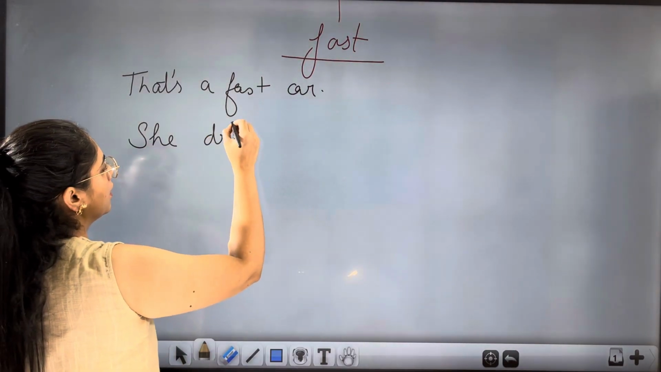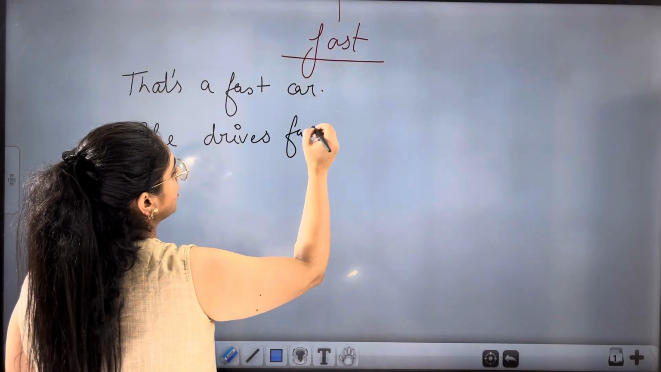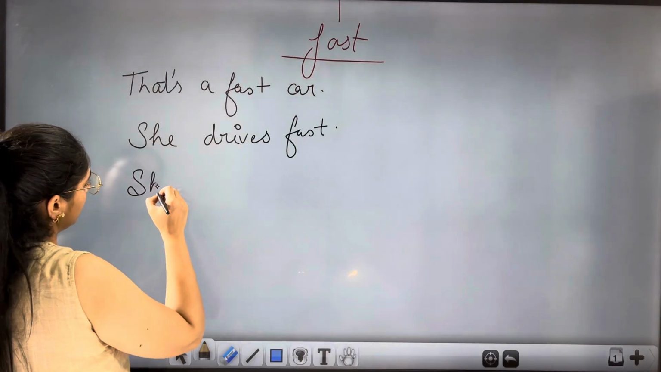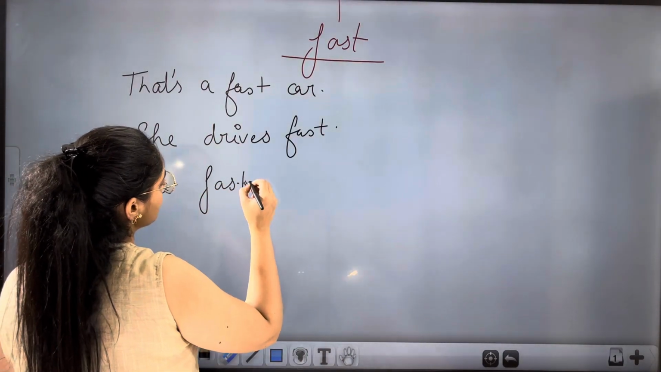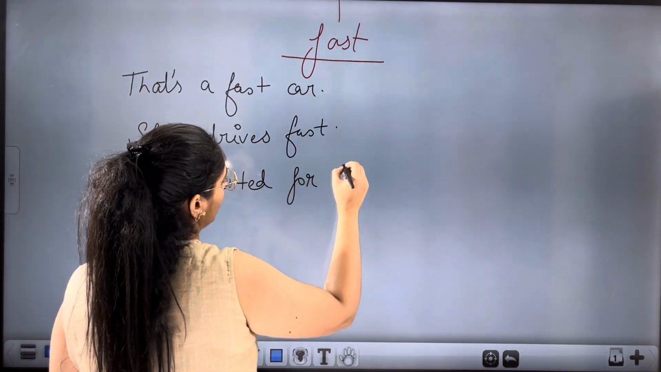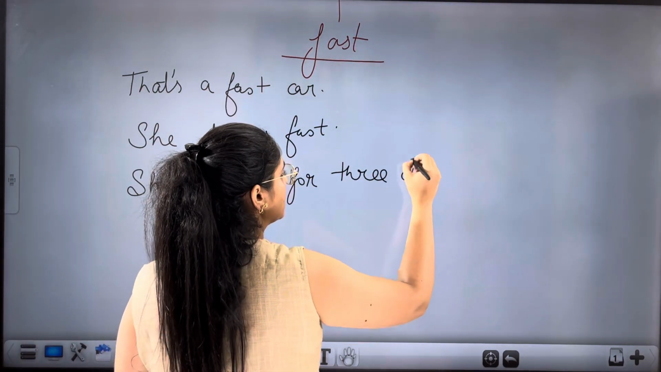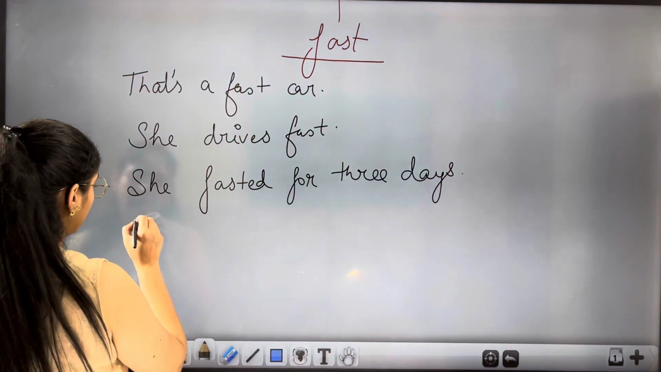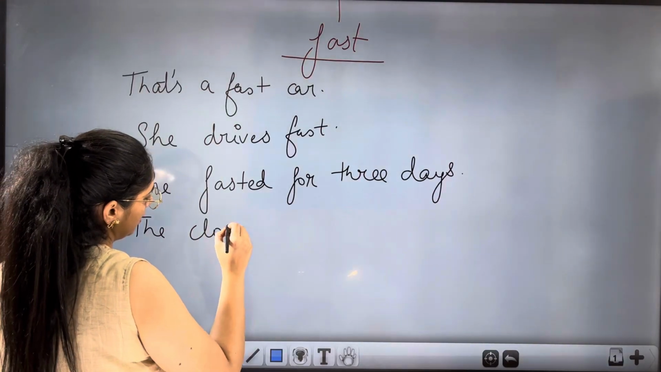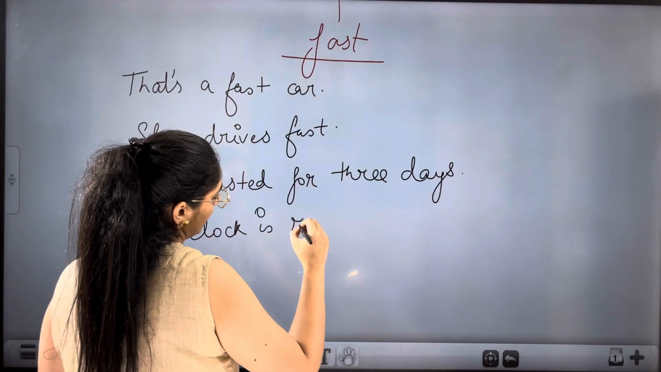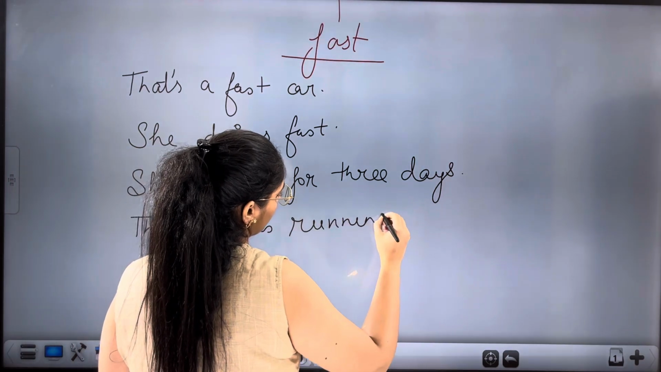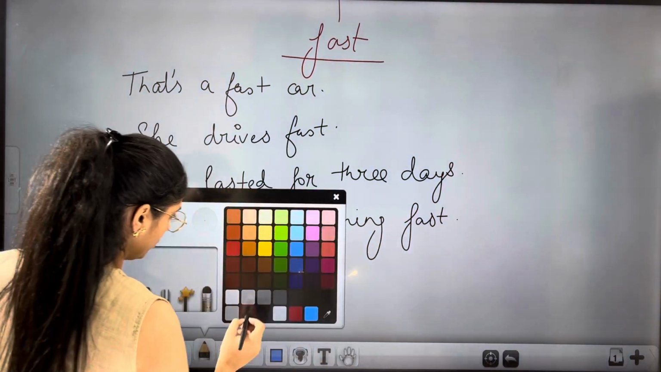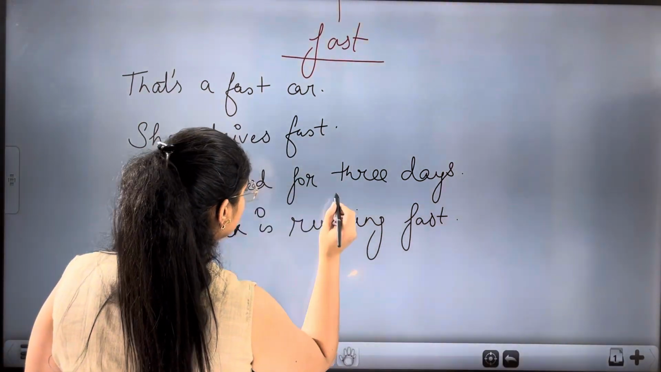She drives fast. She drives fast. Next, she fasted for 3 days. She fasted for 3 days. Next, the clock is running fast. I'm trying to use fast in different ways so that you can differentiate between different parts of speech.